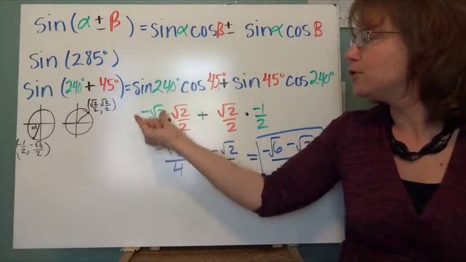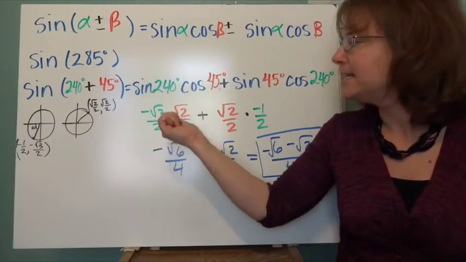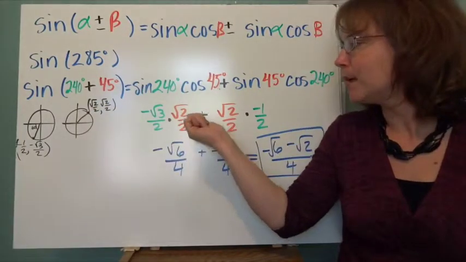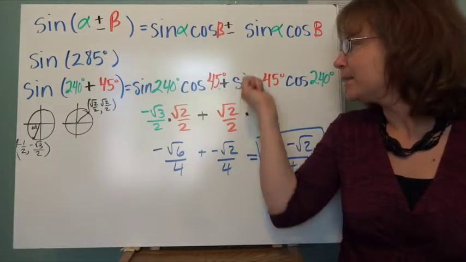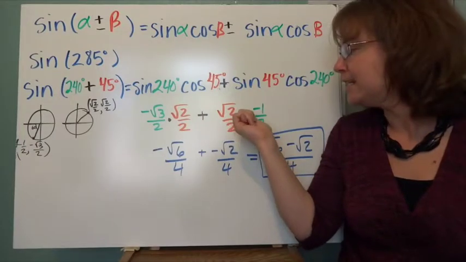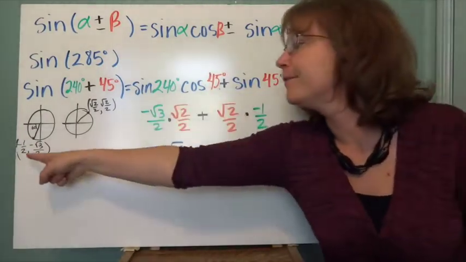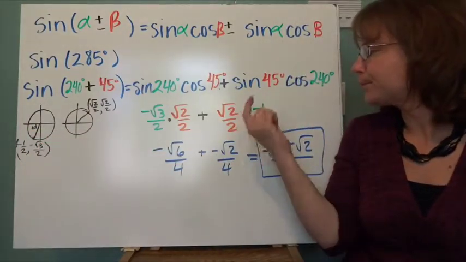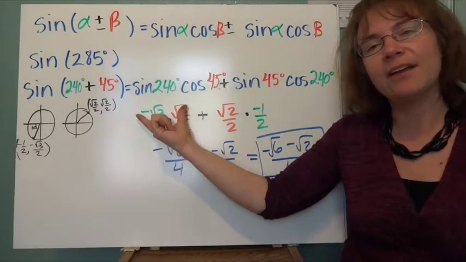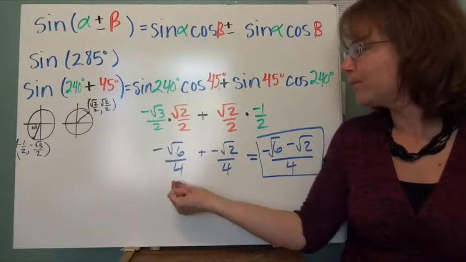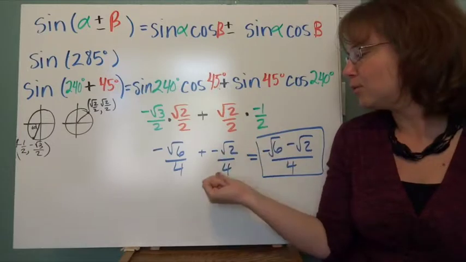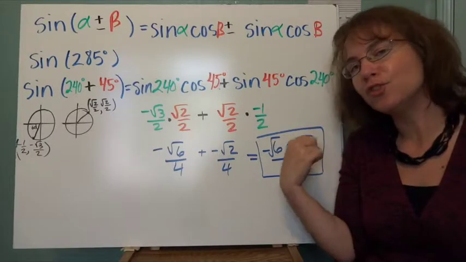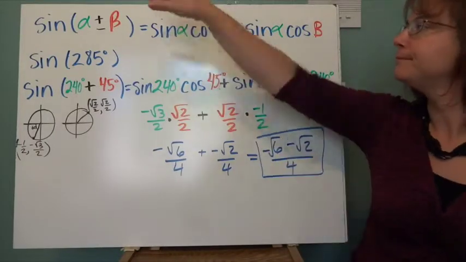So here, sine of 240 is negative rad 3 over 2, times cosine of 45. Cosine of 45 is rad 2 over 2, plus sine of 45, that's rad 2 over 2, times my negative 1/2. And it's negative because of the quadrant it's in. It's in that third quadrant. Okay, so then we go ahead and multiply. We have a negative rad 6 over 4, and we have negative rad 2 over 4, and that gives us a negative rad 6 minus rad 2 all over 4.